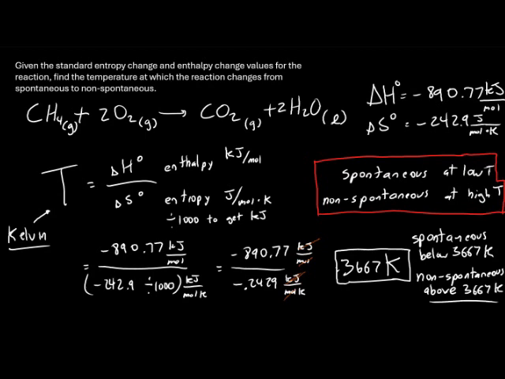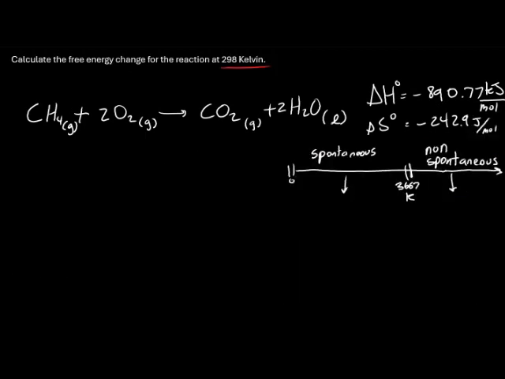So now, not only do we know whether it's spontaneous or not spontaneous, we've identified the exact temperature where that changes. This next question asks us to find the free energy change, abbreviated by the symbol delta G standard, for the reaction at 298 Kelvin. Before we do the math, let's look at this number line.